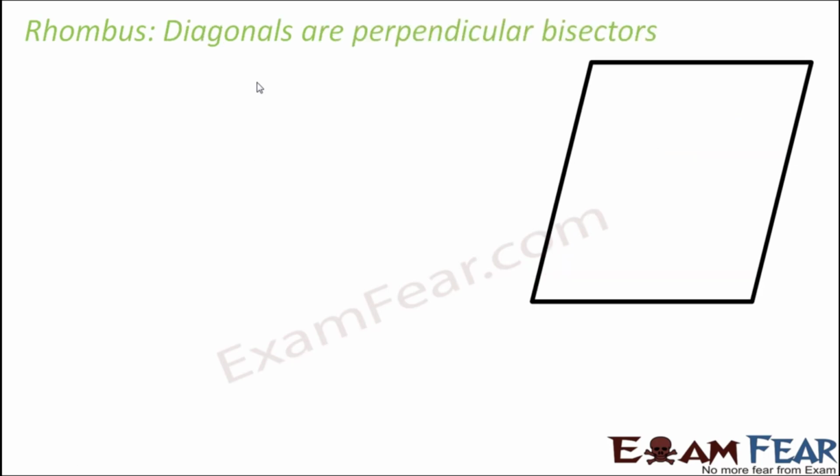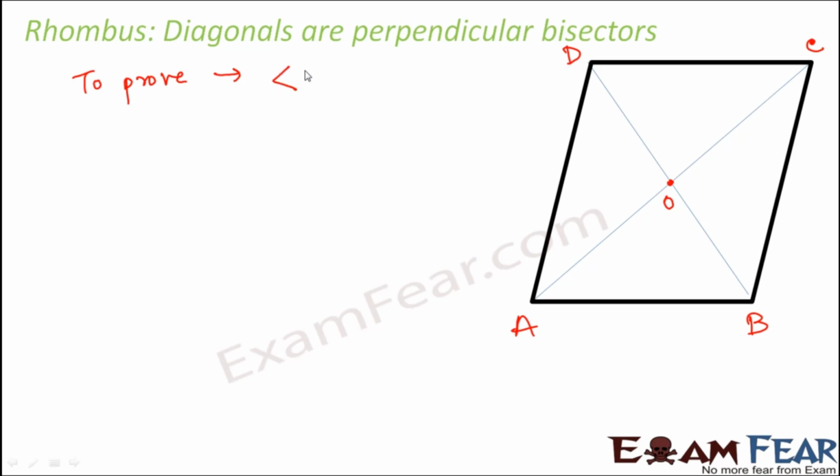However, we will prove this. How can we prove that the diagonals in a rhombus are perpendicular bisectors? So for that, we have considered this rhombus ABCD. Let's draw the diagonals. Let's consider this point where the diagonals meet as O. So what do we want to prove here? We want to prove that angle DOC is equal to 90 degrees. So that's what we want to prove.